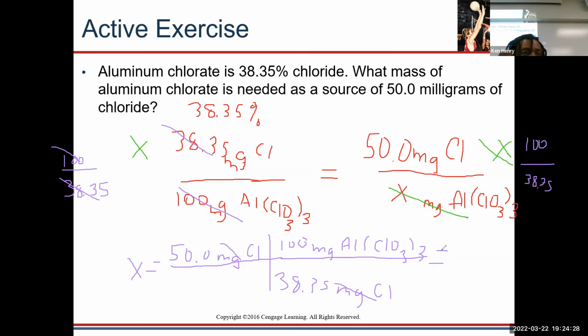Did you guys get 130.4 milligrams? Okay. So then it should be 1.03 times 10 to the second power milligrams.